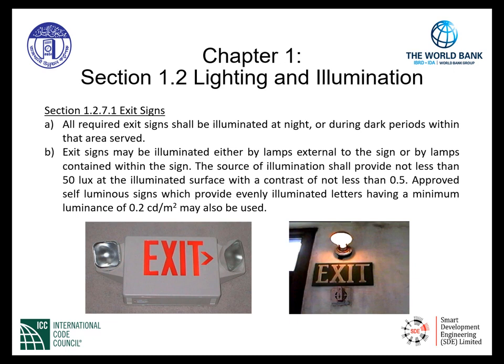Approved self-luminous signs which provide evenly illuminated letters having a minimum luminance of 0.2 candela per meter square may also be used. Exit signs are important such that the occupants of the building can see the way to the exit and get out of the building safely in the event of power outages and dark conditions within the building.